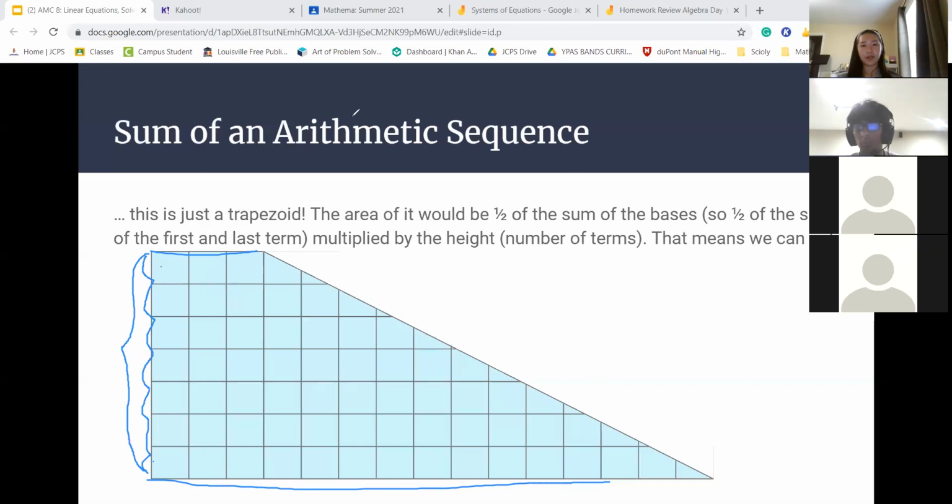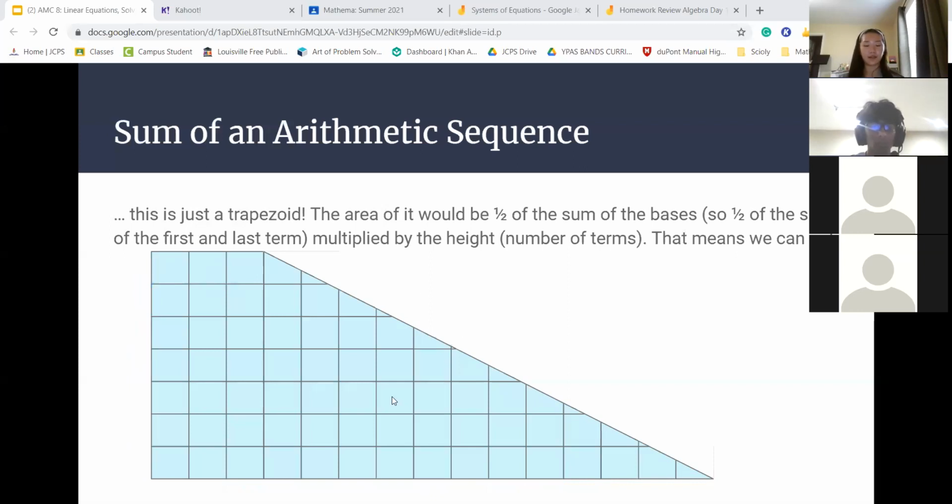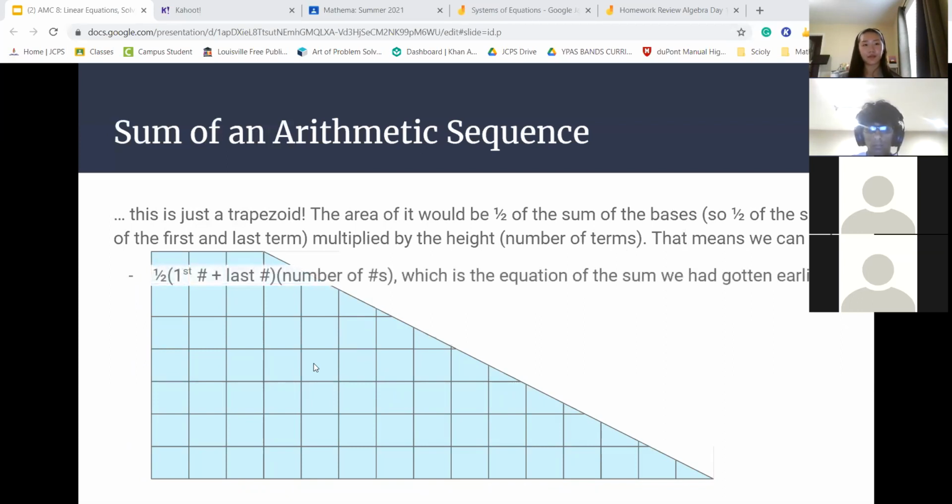So if we represent it as a trapezoid, we can see why it makes sense. And this would work for any arithmetic sequence, since the trapezoid would just get wider, longer, shorter, or more slanted, but it would still be a trapezoid and it would still work. So that would just be the equation you get.